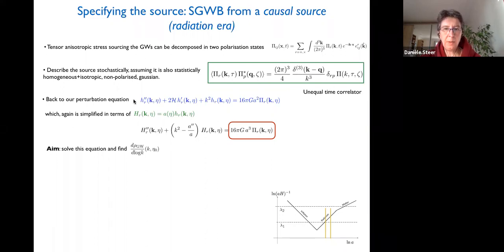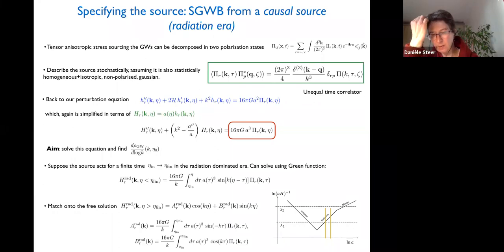Good, so let's go back to our perturbation equation, which is sourced by pi r. Let's do our standard change of variables, which is here, so that we can rewrite this equation in the following form. And our aim is to solve it with the source, so as to find the spectrum. Okay, so I'm going to assume, as I already said, that the source acts for a finite time. So here's the picture on the right-hand side. And this equation you can simply solve with the Green's function. So here's a solution for times between eta initial, when it turns on, and eta final, when it turns off.